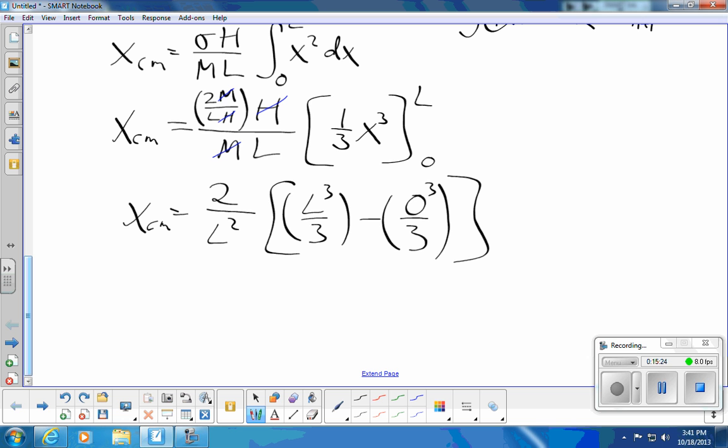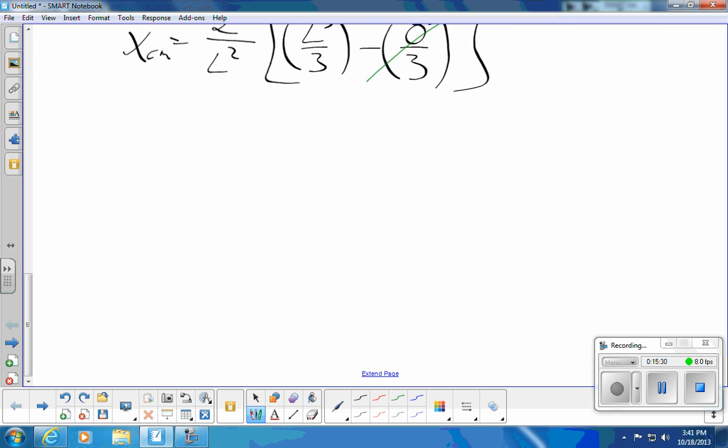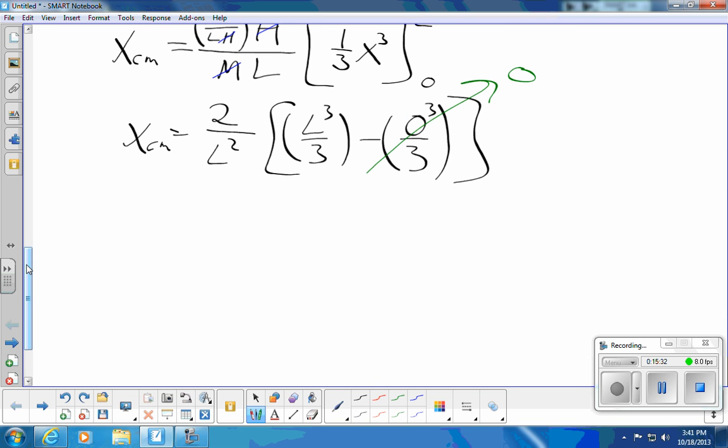That goes bye-bye. It's 0. And I am left with, I think that was pretty straightforward, 2 over 3 times L cubed over L squared, which is L. Done and happy. The center of mass is 2/3 of the way from the skinny end to the fat end of the doorstop. The end.